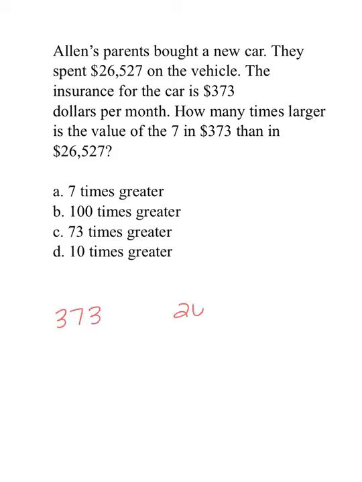373 and 26,527, I want to know how much greater this 7 is than this 7. I know the value of this 7 is 70 because it's in the tens place. The value of this 7 is just 7 because it's in the ones place. I know that to get from 7 to 70, I would have to multiply by 10 because I added 1 0. Or because I moved one place value to the left. So I know that D is the correct answer because 70 is 10 times greater than 7.